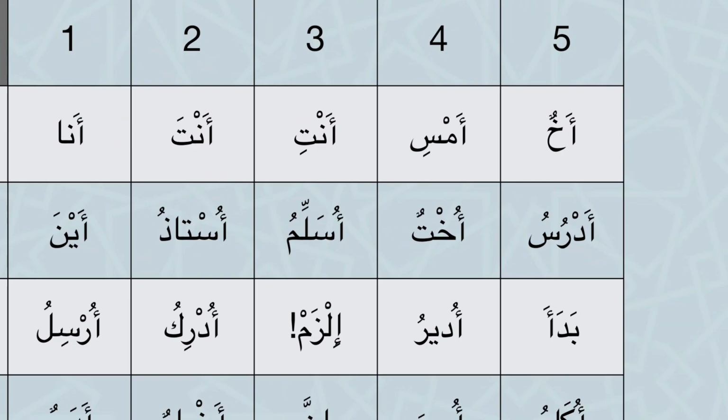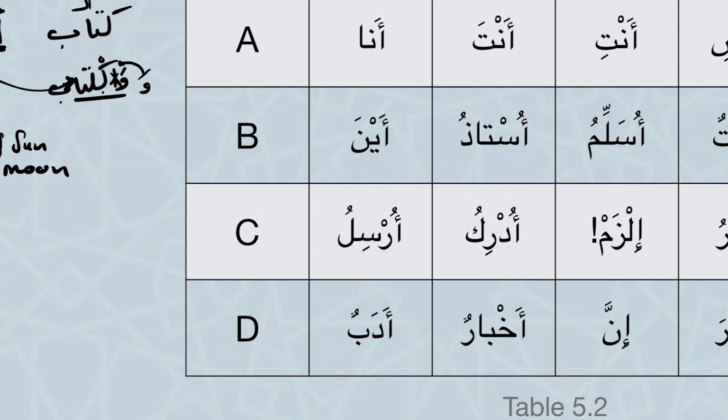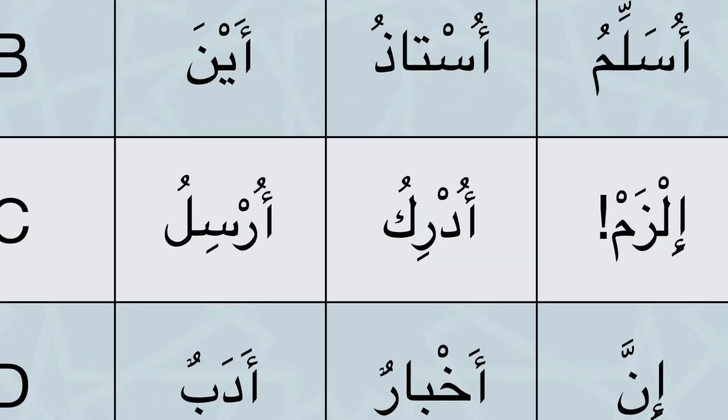Okay, anyone wants to take Rosie? Okay, no one then. Okay, I'll take it. So the Hamza has a dhamma. So the re has sukun, the sin has a kasra, and the lam has a dhamma. It's ursilu, ursilu, ursilu.